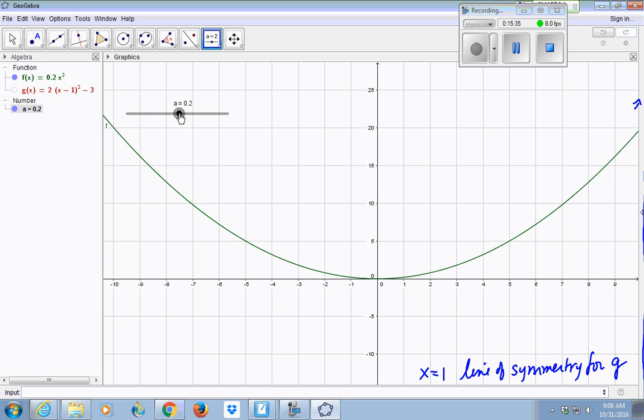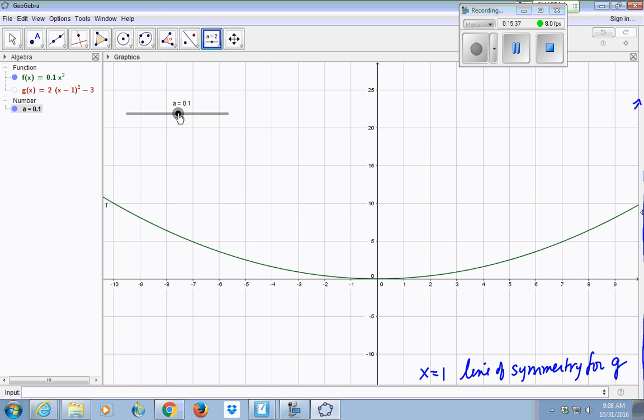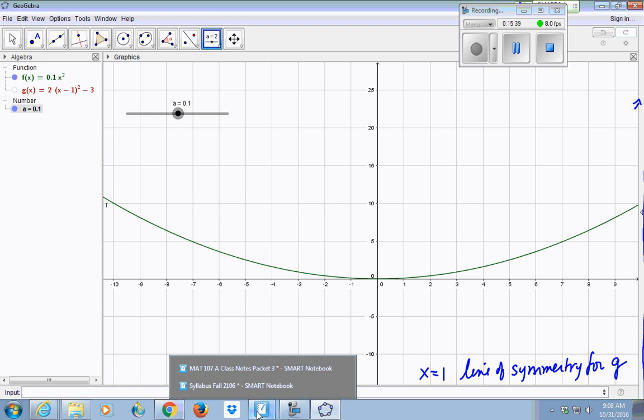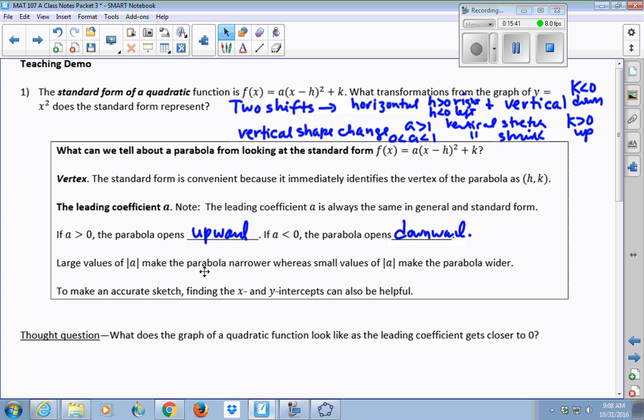There's a nice picture to show you how that works. So that information there is demonstrated with GeoGebra really nicely. To make an accurate sketch, the only thing we have to do is find our vertex, our y-intercept, and our x-intercepts, if there are any x-intercepts. There's not always x-intercepts.